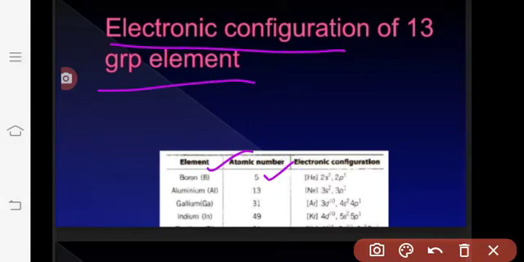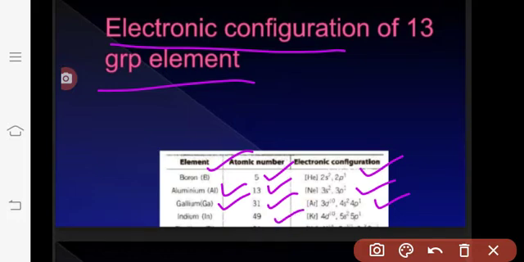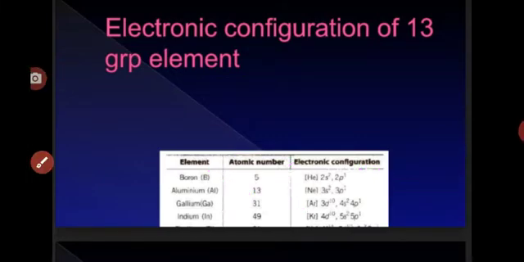देखो बेटा, boron atomic number 5, its configuration is 2s2 2p1. Aluminium, atomic number 13, its configuration is 3s2 3p1. Gallium, its atomic number is 31, its electronic configuration is 3d10 4s2 4p1. Indium, its atomic number is 49 and configuration is 4d10 5s2 5p1. So in these electronic configurations the last electrons enter the p shell, and all have 3 valence electrons.